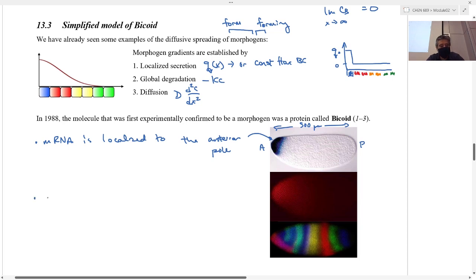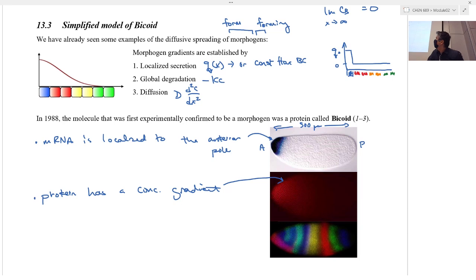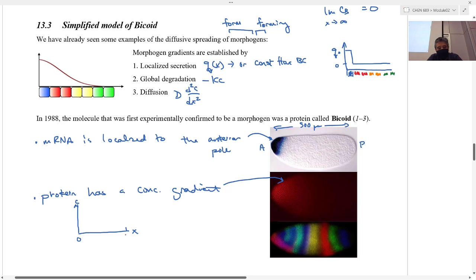Now, Bicoid does have a concentration gradient. At least the protein has a concentration gradient. So it might be kind of dark for you to see, but there is more red fluorescence at the anterior pole, and in a continuous fashion, as you go towards the posterior pole, it becomes darker or less and less intense. And actually, if you were to quantify this, with the exception of some funny business, here, let's draw in some little numbers here, 0 and L, where L is the other end of the embryo, except for some funny business happening at the anterior pole, Bicoid protein is almost perfectly exponential, exp to the minus x over lambda.